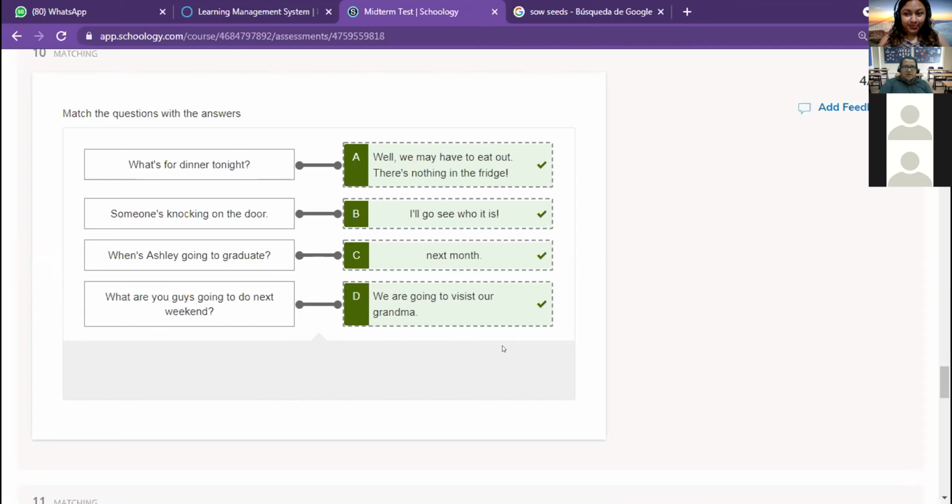Let's see. Okay. In this one, we had three options, right? Three options. So the right ones were: Mark is going to be 13. They're going to have a party. They're going to have a party, yes. Sunny. And they're going to sing songs.